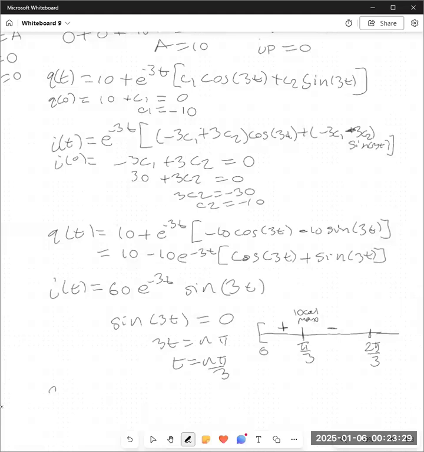So I'm looking for Q of pi over 3, and I stick that into my calculator to approximate it with the equation that I found for Q of t, and I get that that is about 10.432 coulombs.